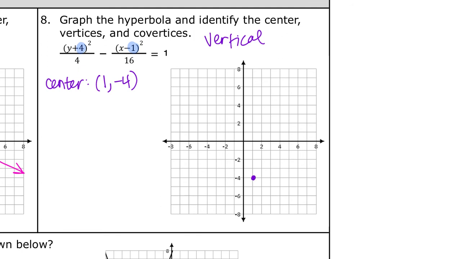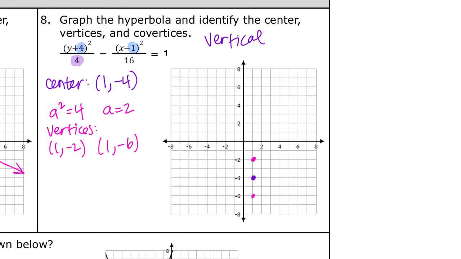And then, like I said before, it doesn't matter which one is bigger. The first denominator is always going to be a squared. So that means that a is 2. And since this is a vertical hyperbola this time, we're going to go 2 up and 2 down. So those are our vertices. That's 1, -2, and 1, -6.